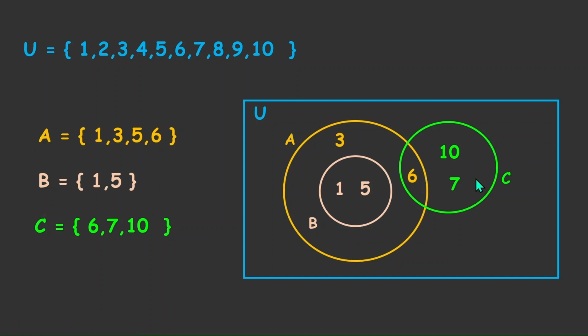But there's also a few elements that are part of the universal set but are not part of any of these sets. So let's write those numbers. 2 is missing in any of the sets. So 2 would be somewhere outside these sets. Similarly, 4 would be outside these sets. And 8, 9 is missing from any of these sets. So 8 and 9 would also be outside these sets, but it would be part of the universal set.